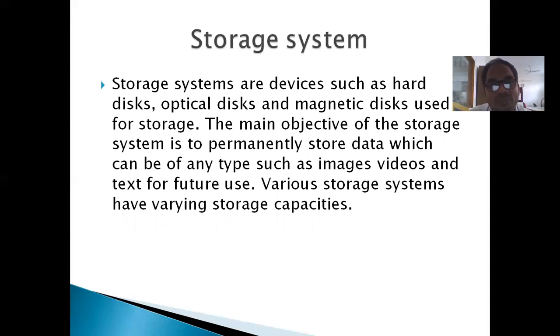Now the storage systems. Storage systems are devices such as hard disk, optical disk, and magnetic disk used for the storage. The main objective of the storage system is to permanently store data which can be of any type, such as images, videos, and text for future use. Various storage systems have varying storage capacities. So main work of this storage system is to store the data permanently of any type.